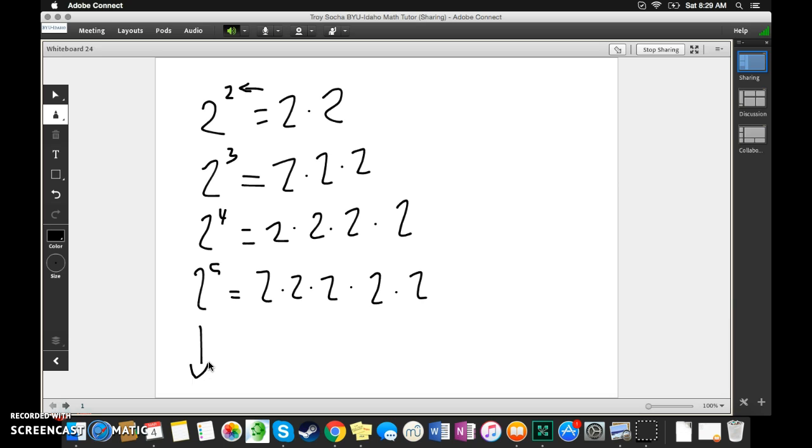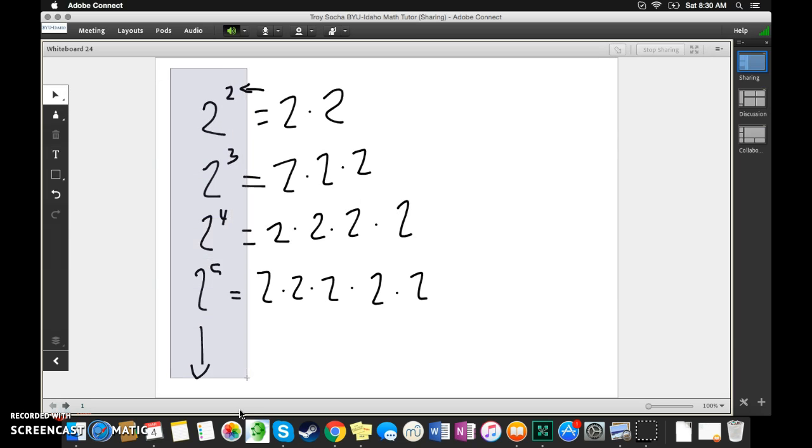So exponents, again, are a way of describing how many times we are going to multiply a number by itself.